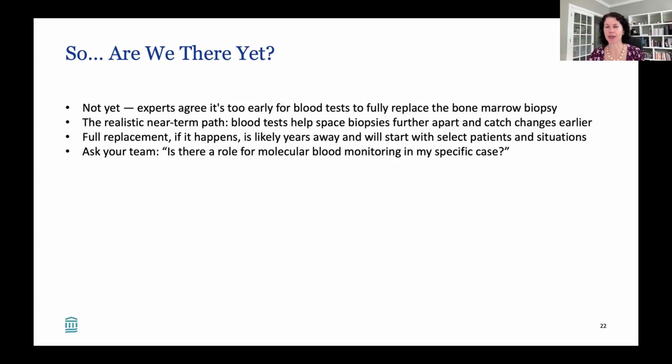Now we really don't need to do that because these tests are so much more accurate, but we're not quite there yet. So don't forget, you can always ask your team, can you check these mutations or these tests by just looking at my blood? How will the bone marrow biopsy inform my treatment? And if the answer is not satisfactory to you, if they don't have a great answer about how that bone marrow biopsy is going to change your management, it's okay to say that you don't want a bone marrow biopsy. Absolutely.